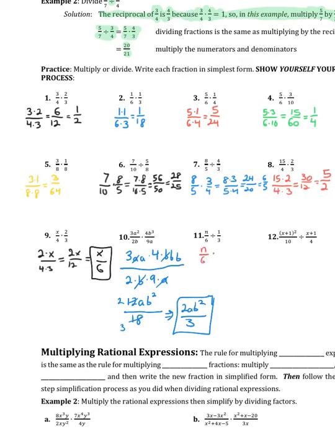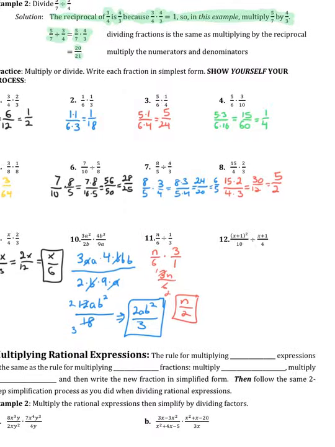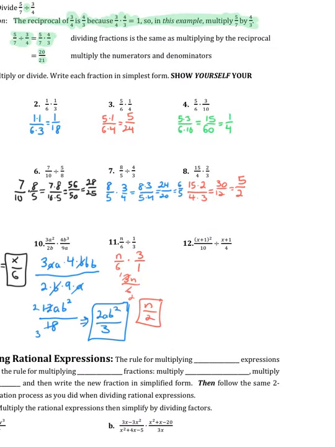For the last one, or not the last one, but second to last one, we're going to get n over 6 times 3 over 1. So we're going to get 3n over 6. 3n over 6 becomes 1/2, so this simplifies to 1n over 2. And that's how we can write it. All right, now we're on our last one.